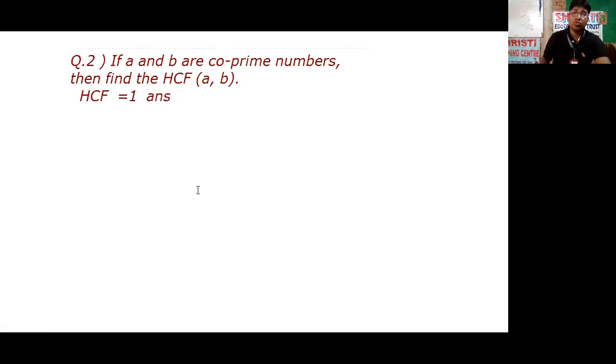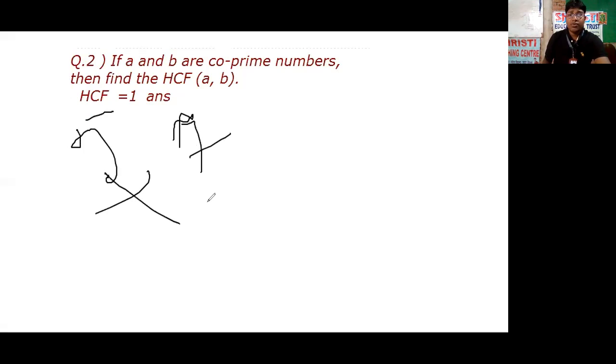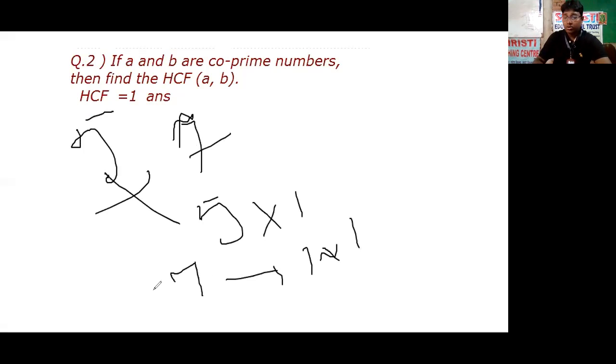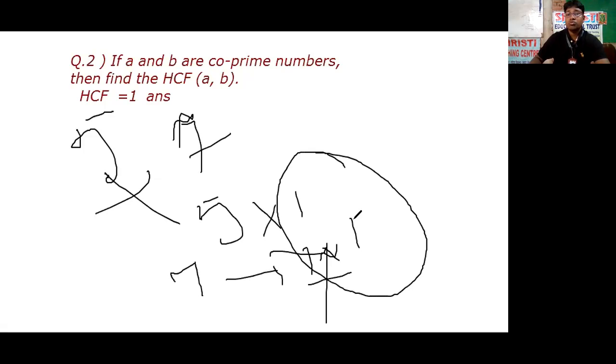Just like if you consider the co-prime numbers 5 and 7. Then how do we understand the HCF of 1? 5 can be written as 5 into 1, and 7 can be written as 7 into 1. You can observe here that no value matches except 1. So your answer would be simply 1. That means 1 is your HCF in the case of co-prime numbers. Very simple question. Now next.